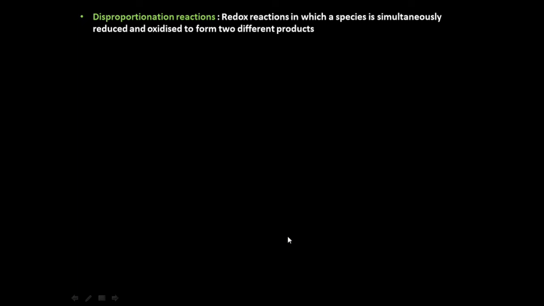The next is disproportionation reaction. Very simple. A disproportionation reaction is nothing but a redox reaction in which a species is simultaneously reduced and oxidized to form two different products, okay? So a single reactant will undergo reduction as well as oxidation. See, with an example we can understand.